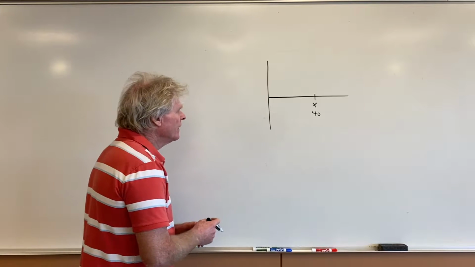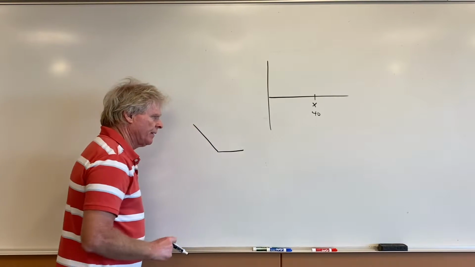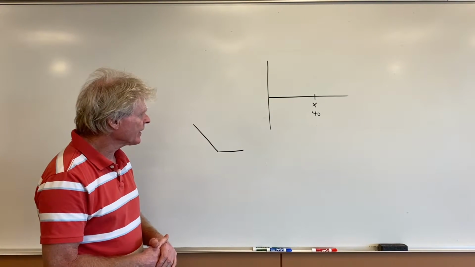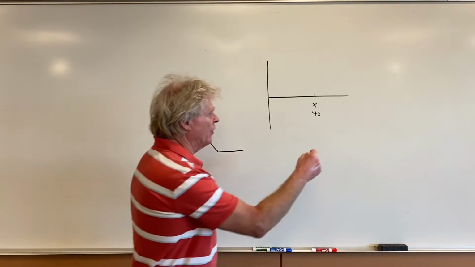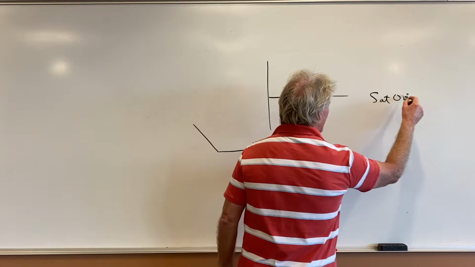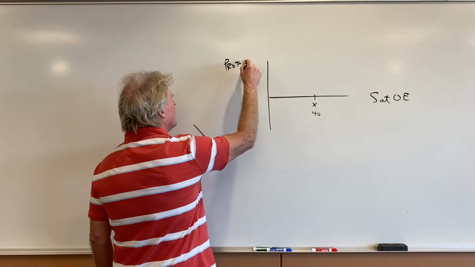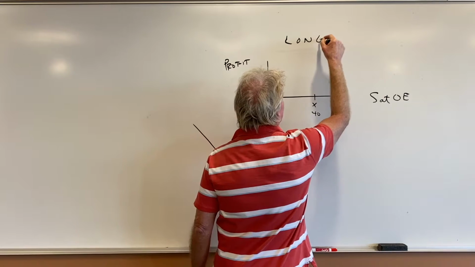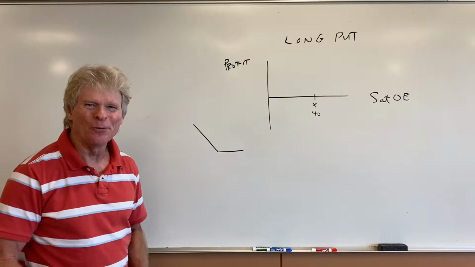Well, we know that the value diagram for a long put as a function of stock price at option expiration looks like that. And so our profit diagram as a function of stock price at option expiration is going to look the same. Again, this is a long put. That simply means we own the put. We bought to open our position in the put.